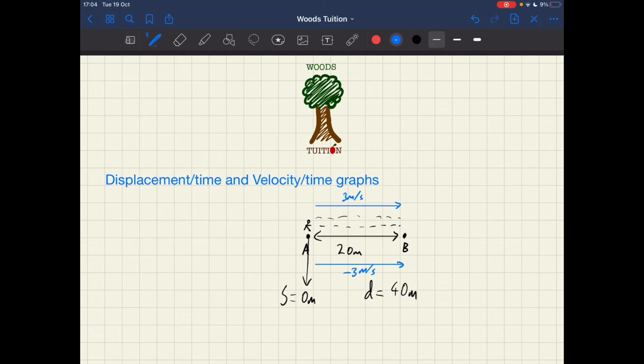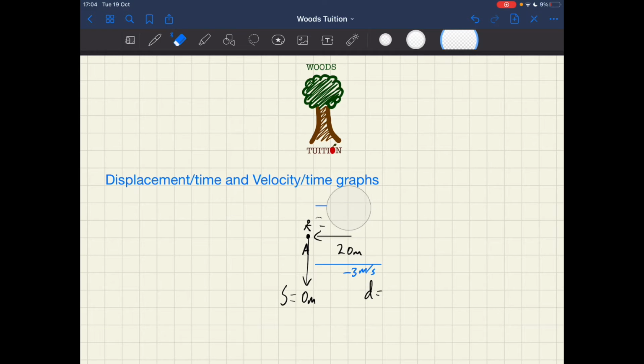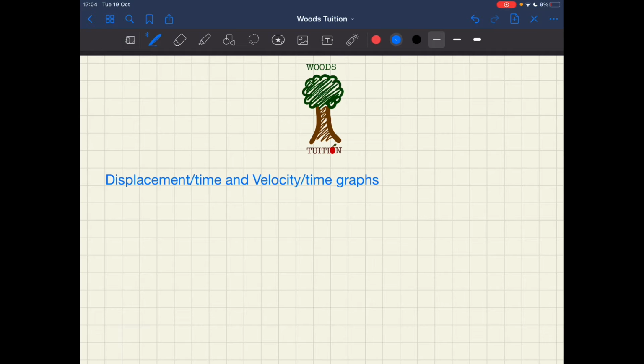So what I'm trying to say is velocity and displacement are vectors. However, they're numerically the same as speed and distance. Displacement has a unit of meters and velocity has a unit of meters per second. Time, on the other hand, is a unit of seconds.